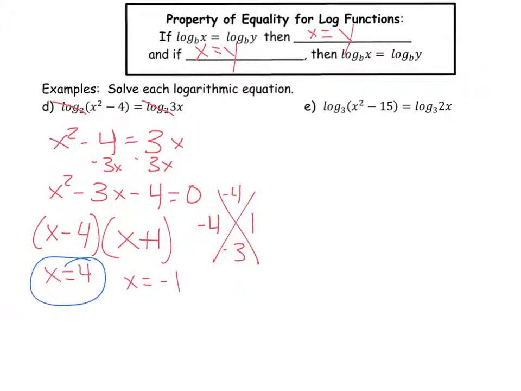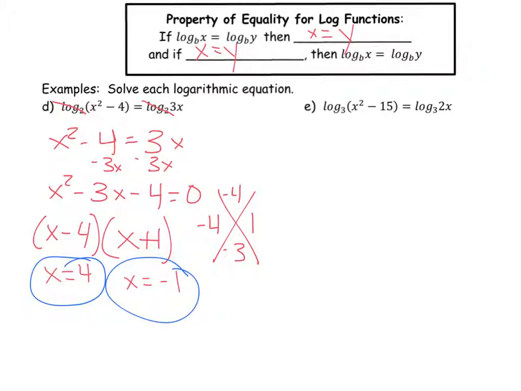We then want to check the negative 1. If we plugged the negative 1 in on the left side, we'd have negative 1 squared, which is 1. 1 minus 4 is negative 3. So we'd have log 2 of negative 3. On the right-hand side, if we plugged in negative 1, we'd have log 2 of 3 times negative 1, which is negative 3. So on both sides, we'd have log 2 of negative 3. So we know that negative 1 is also a solution.